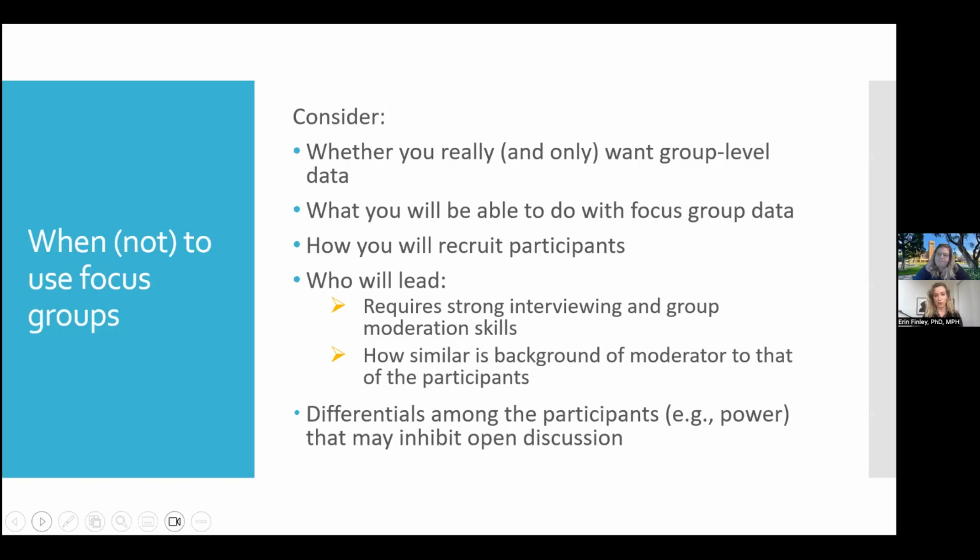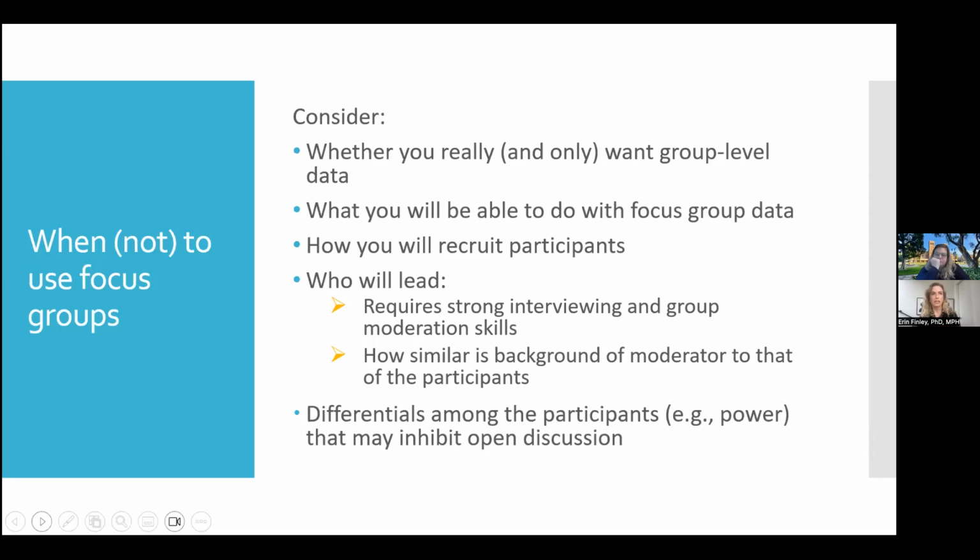And Alison has already noted figuring out who's the appropriate person or persons to lead the focus group. It does require very strong interviewing skills. It requires group moderation skills. And it can be useful to think about how similar the background of the moderator is to that of the participant. It's not always possible to make sure those backgrounds are similar, but it can be helpful when possible, and it's a great thing to be thoughtful about. Again, we'll come back to these issues of reflexivity as we go along.